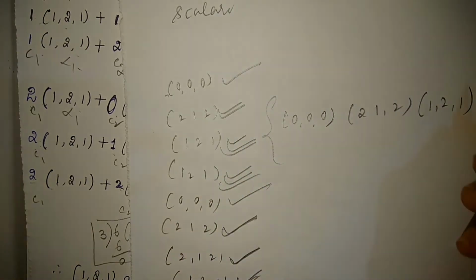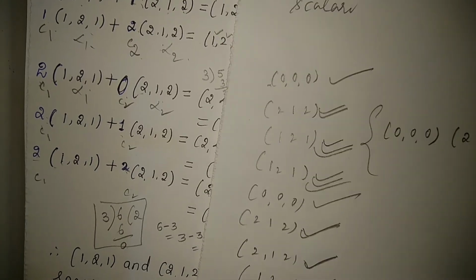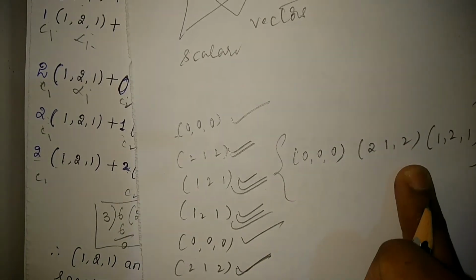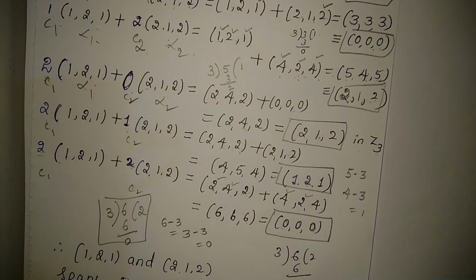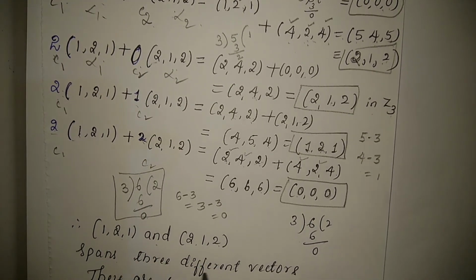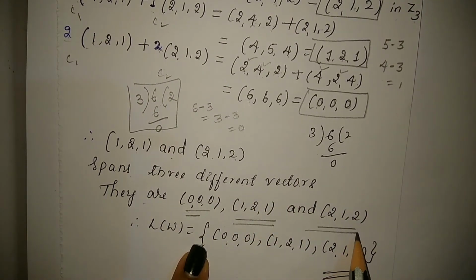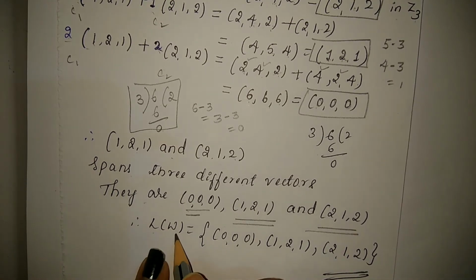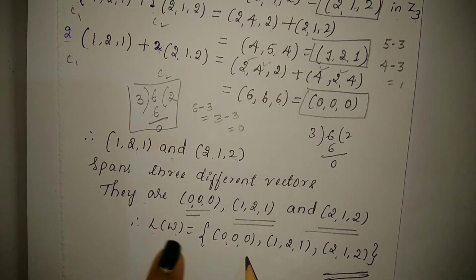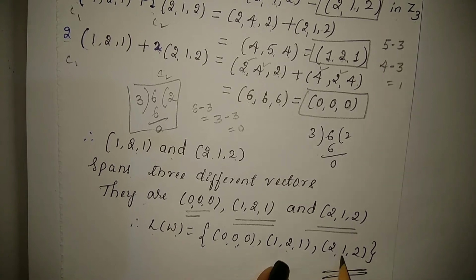So what are all the possible spanned vectors? It is nothing but 0 0 0, 2 1 2, 1 2 1. Okay. So therefore 1 2 1 and 2 1 2 span three different vectors. They are 0 0 0, 1 2 1 and 2 1 2. Is it clear? So what is the linear span of W? It is the set of all the elements containing 0 0 0, 1 2 1 and 2 1 2.